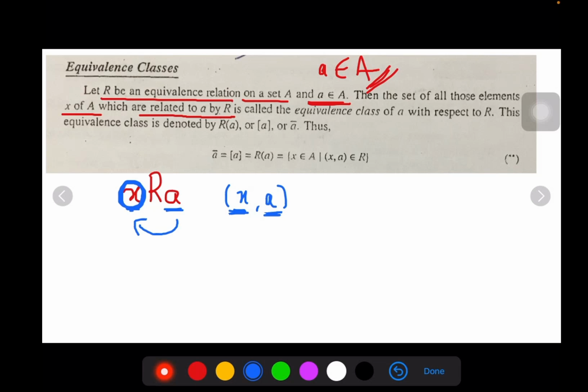Then equivalence class of A is defined as A bar, or within the big bracket A, or R of A. You can read it as equivalence class of A. The equivalence class of A is the set of all elements X from A such that X comma A belongs to R. What is the meaning of X comma A? X is the element taken from A which is related to your class. So such elements you have to fetch from the relation, then group them as a set.